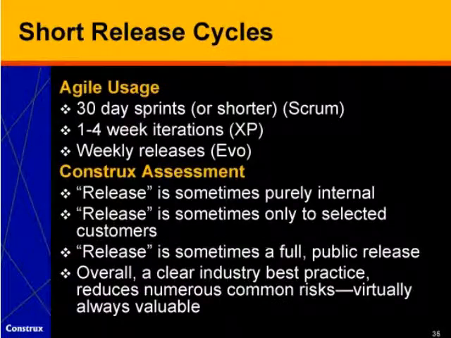So the first practice, and I think probably the most important practice in terms of what really defines something as agile, and for that matter, defining something as effective agile, is the use of short release cycles. We see this in the 30-day sprints in Scrum, the 1 to 4 week iterations in XP, the weekly releases in Evo. Our assessment is it's important to recognize that release is sometimes purely internal. I like the way that the Scrum world tends to define that, which is bringing the software to a potentially releasable state. Not that you actually have to release it, but it's at least potentially releasable. And I think that this has emerged as a clear industry best practice.